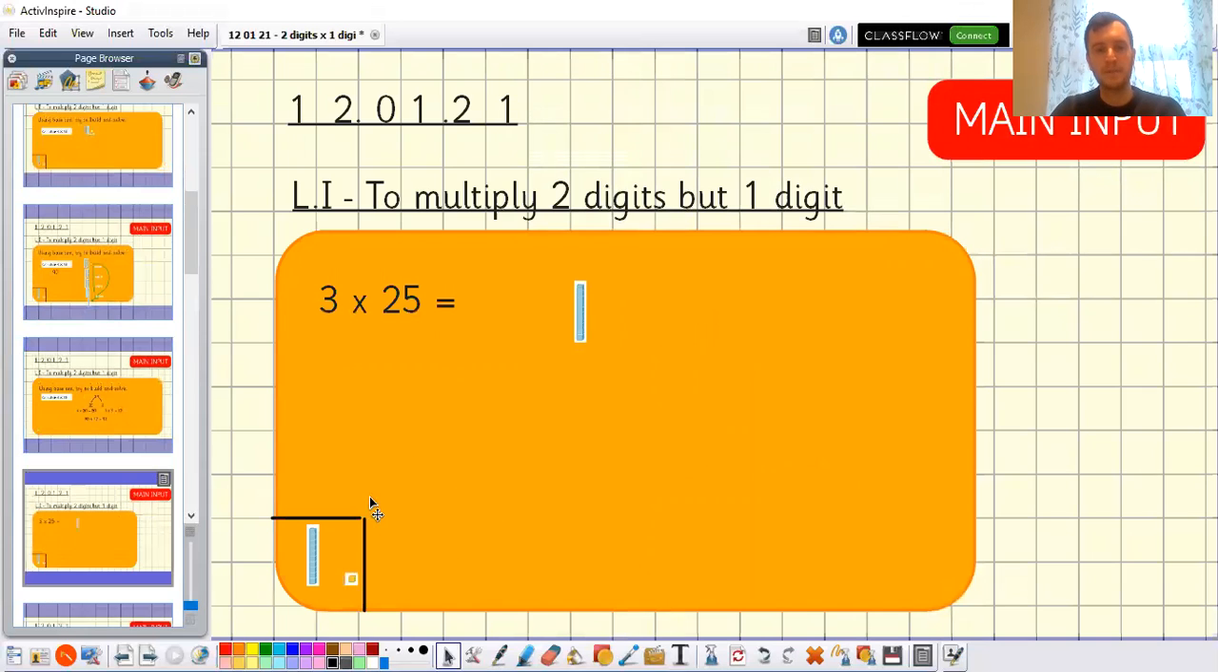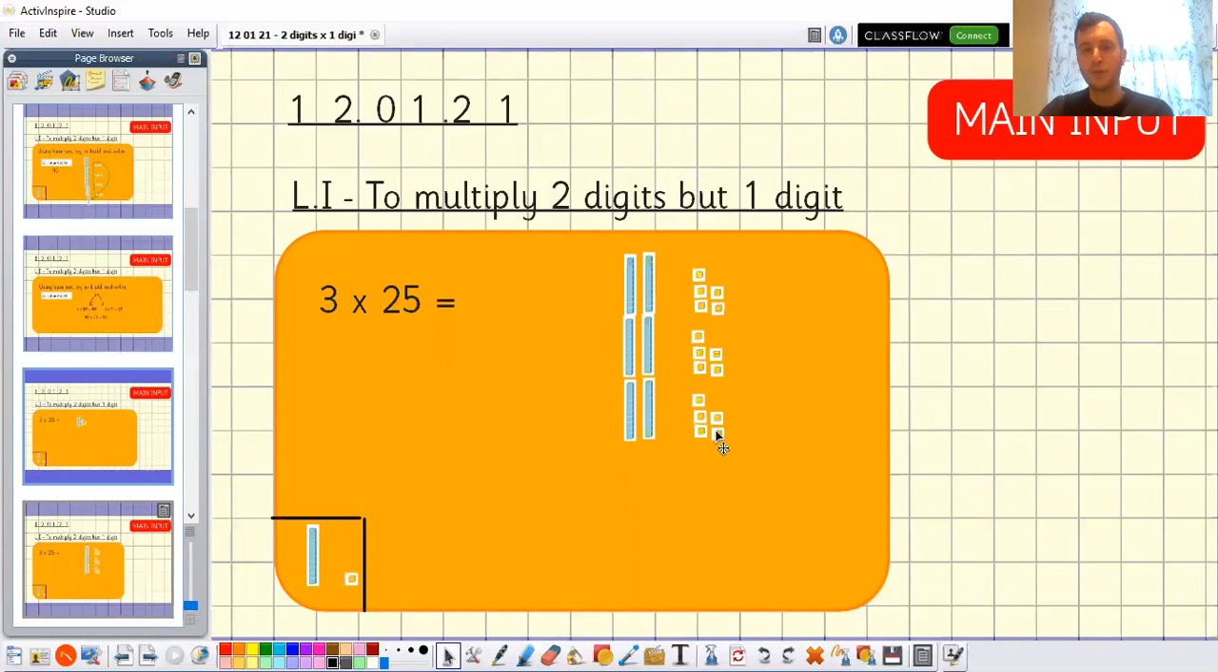So I need 10, 20, 1, 2, 3, 4, 5. There's one group of 25. I need 2 more. Again, I'm going to skip forward a little bit so we can see all 3 groups of 25 here. There's 1 group, 2 groups, 3 groups of 25.